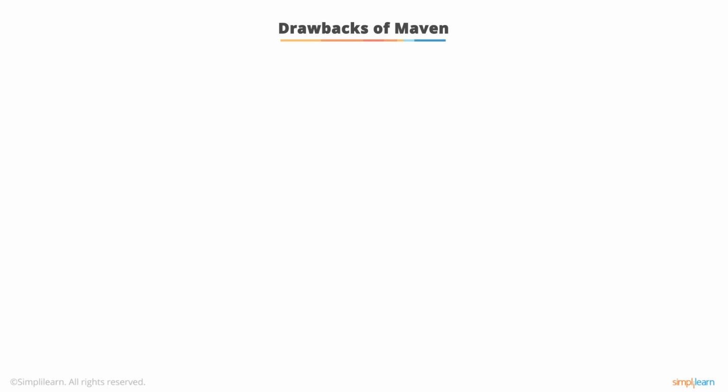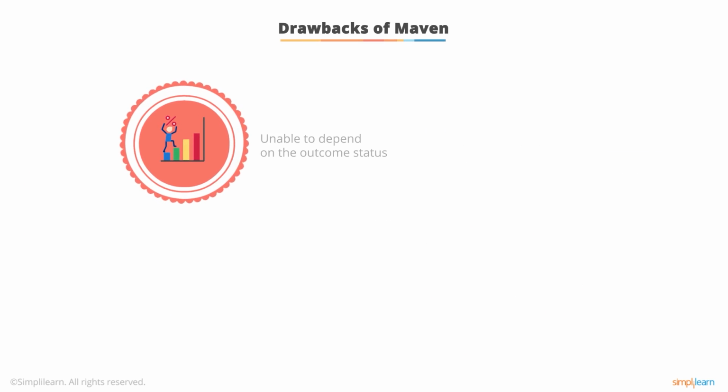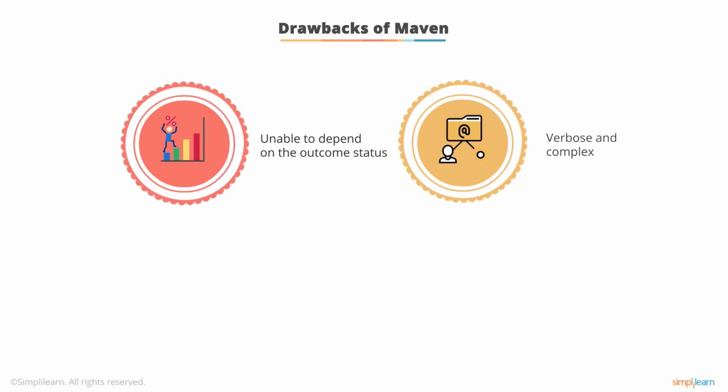The drawbacks of Maven. Maven does have some drawbacks. Number 1, unable to depend on outcome status. Maven builds can fail, leaving nothing behind other than error messages that can be very hard to understand. Number 2, Maven is verbose and complex. It does take a while to master the details of the platform.